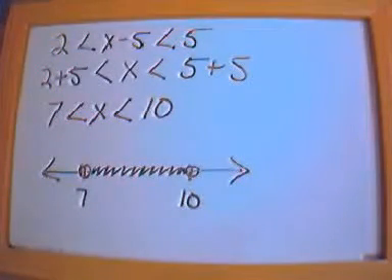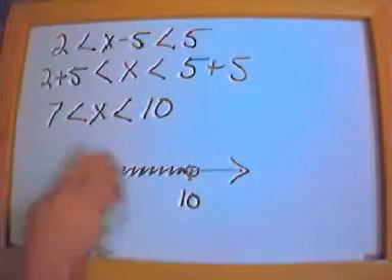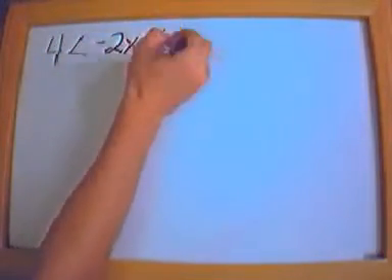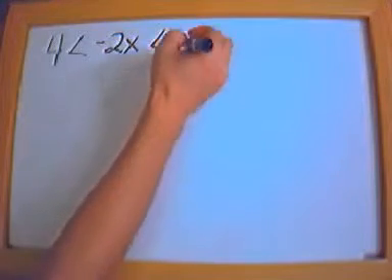So you really solve this in the same manner that you solve equations. It's just that it's a little different because you've got to add the numbers or subtract the numbers from 3 different places. So let's say we had, taking it a step further, 4 less than minus 2x, which is also less than 10.